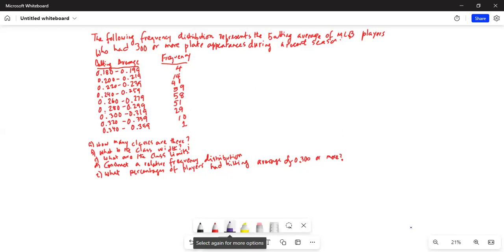The following frequency distribution represents the batting average of MLB players who had 300 or more plate appearances during a recent season. MLB is Major League Baseball. So batting average starts from 0.180, first class up to 0.199, frequency 4, and so forth. The next one is from 0.200 to 0.219 with a frequency of 14, and so forth. So the first question, how many classes are there?